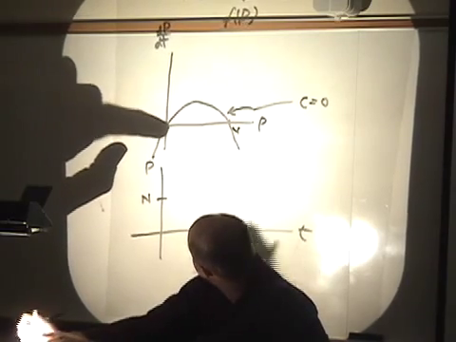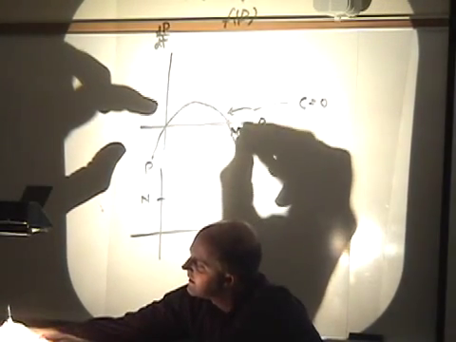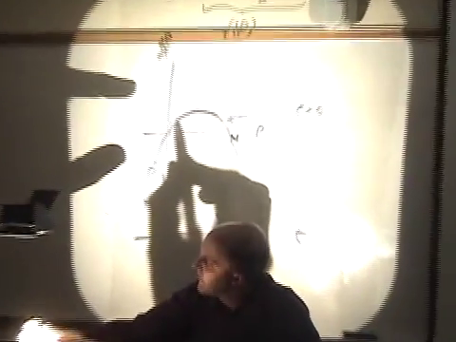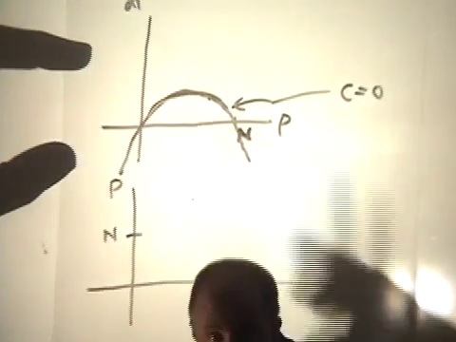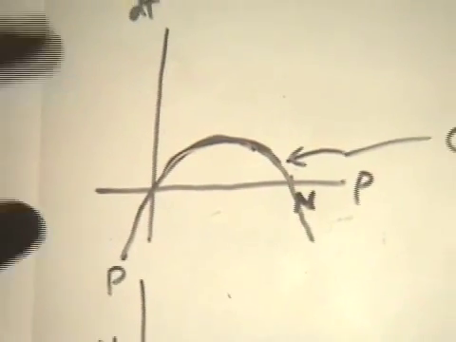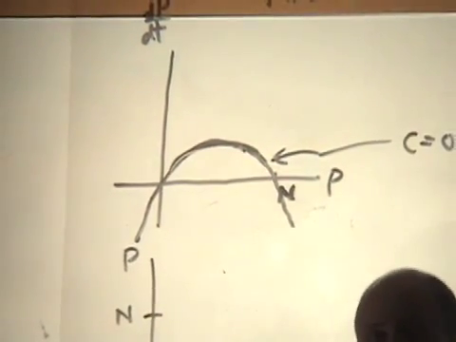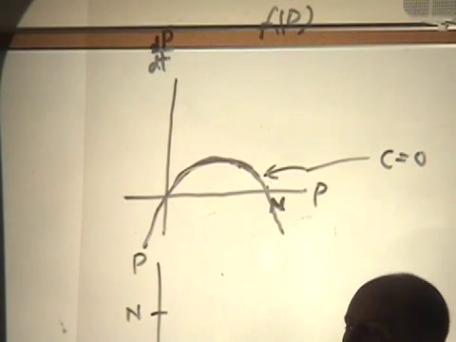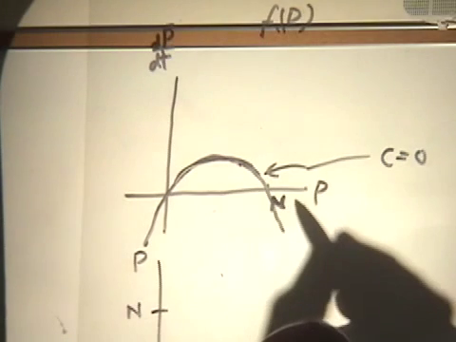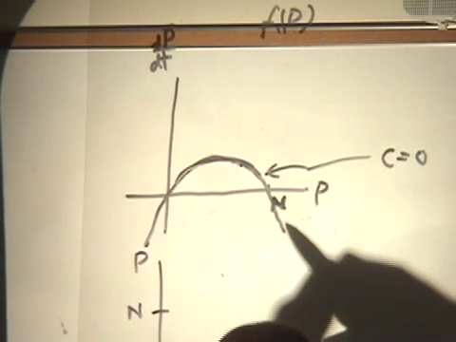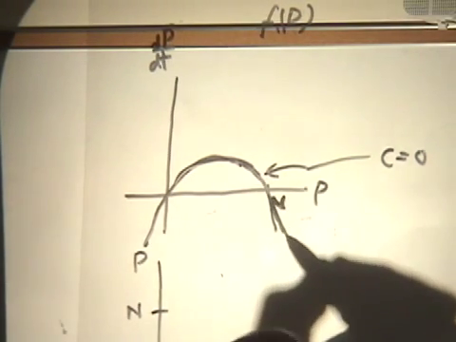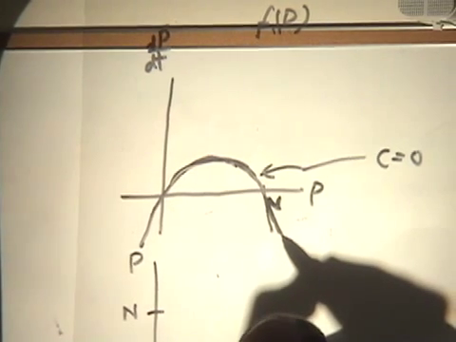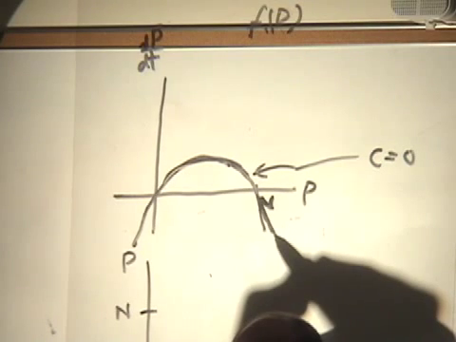When p is between 0 and n, dp dt, the second coordinate of these points, is positive. That's telling you solution curves are increasing for conditions where p is between 0 and n. If, on the other hand, p is bigger than n, this graph is below the axis. So your solution curves are decreasing when p is bigger than n.